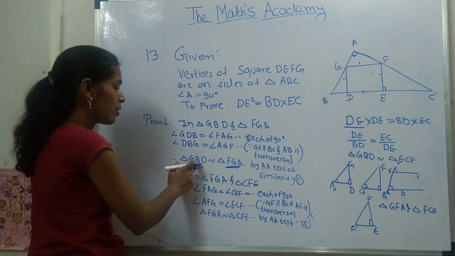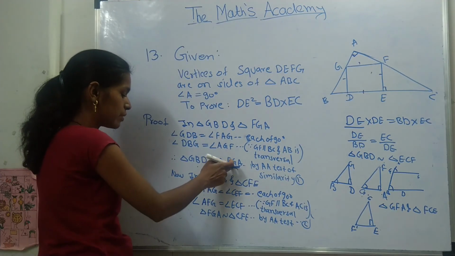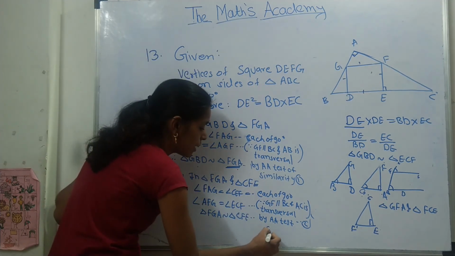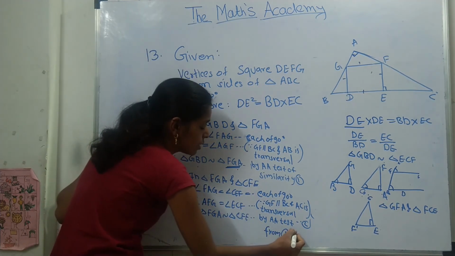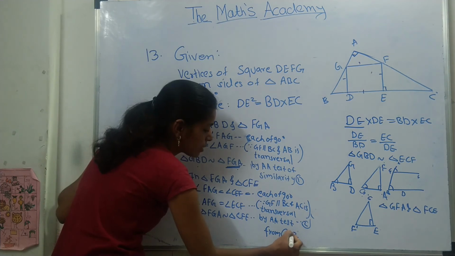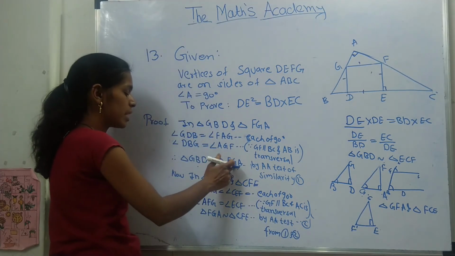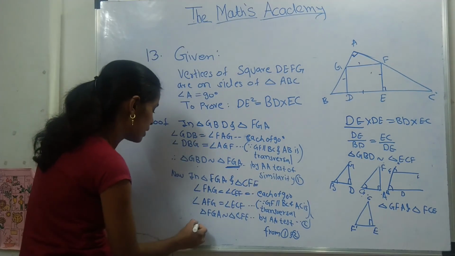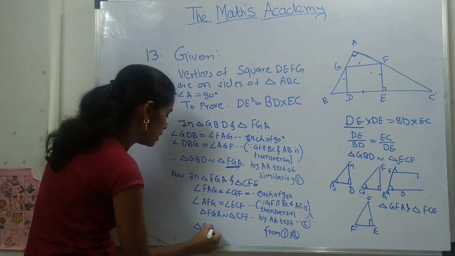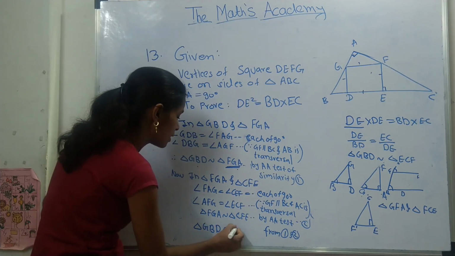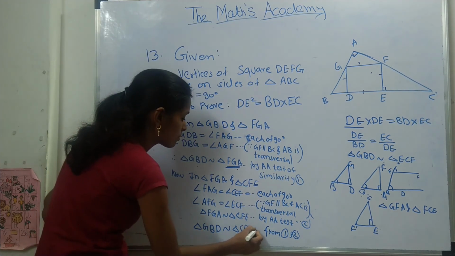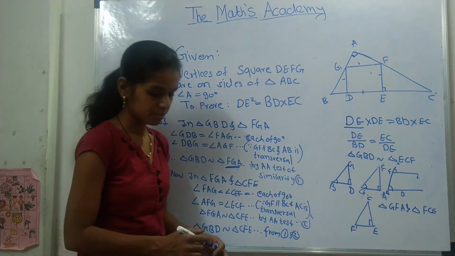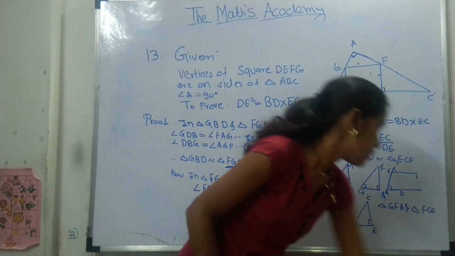Okay, now from 1 and 2, see here, GBD is similar to FGA, FGA is similar to CFE. Therefore, from 1 and 2, we can write that by the transitivity property, if GBD is similar to FGA, FGA is similar to CFE, then by default GBD is similar to CFE. So the triangle GBD is similar to triangle CFE. Now let's go towards the next part.